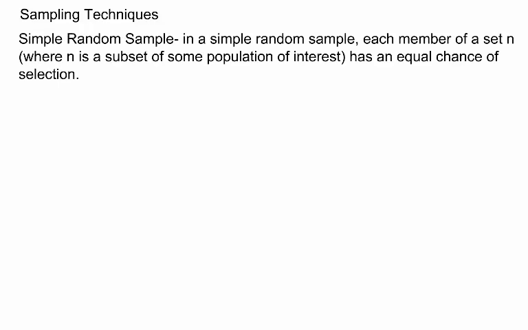In a simple random sample, each member of a set N, where N represents a subset of some population of interest, has an equal chance of selection. One example of a simple random sample is the lottery method.